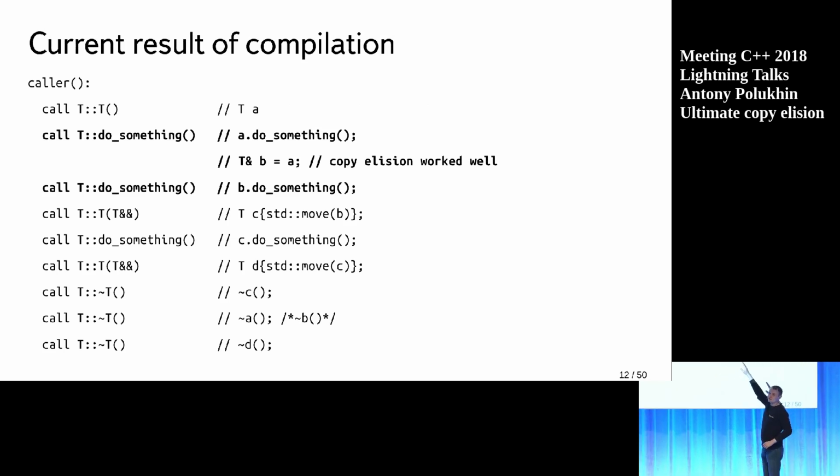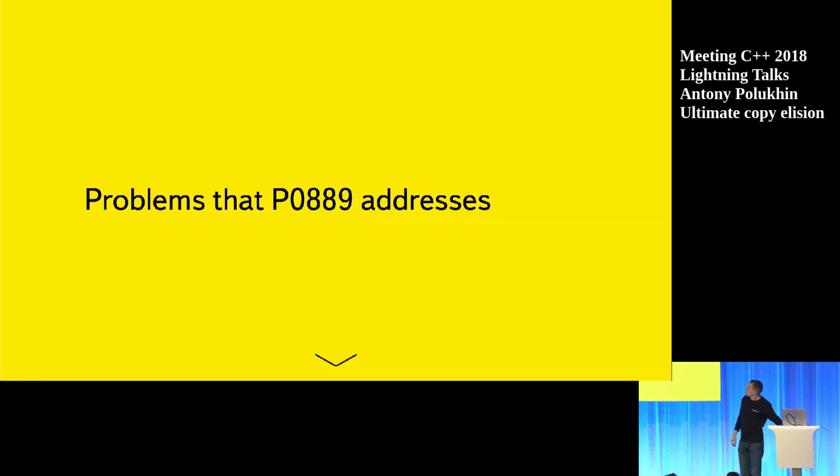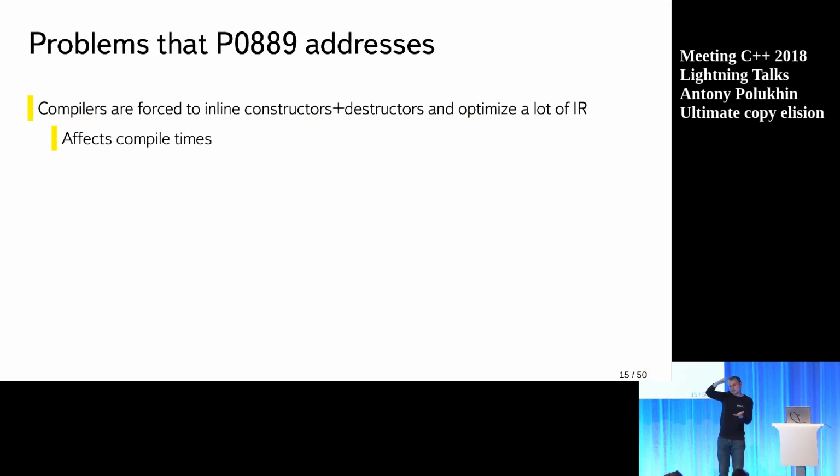Compiler already does this thing. Well, it does it already, and your code's still working. Compiler already does it, but let's allow the compiler to do this in more places. And in that case, we can get better compile times. Because now compilers have big functions, they're forced to optimize them. Instead of that, they could remove the copy elision and optimize the smaller functions.